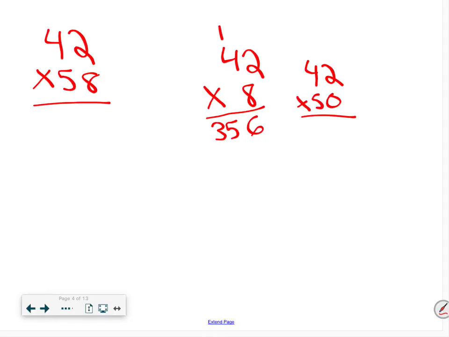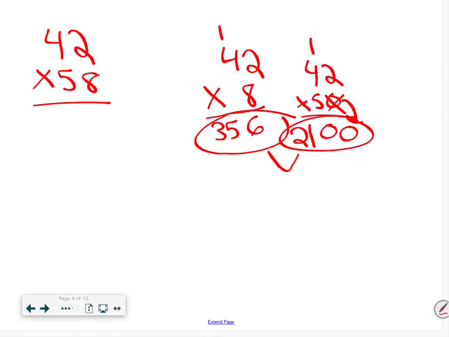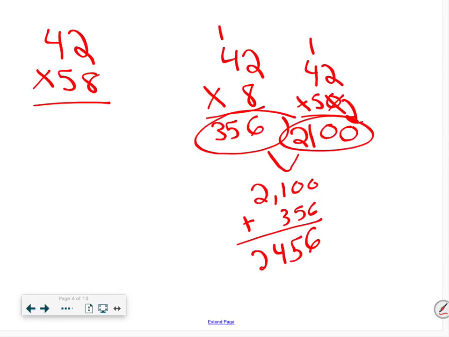And over here I'm doing times 50. Well, remember, because this is a 0, I can just ignore it for now and come back to it later. 5 times 2 is 10. 5 times 4 is 20, plus 1 is 21. And now I can put that 0 down from the 10s. I have these two numbers, and I'm going to put them together and add, and I got 2,456.